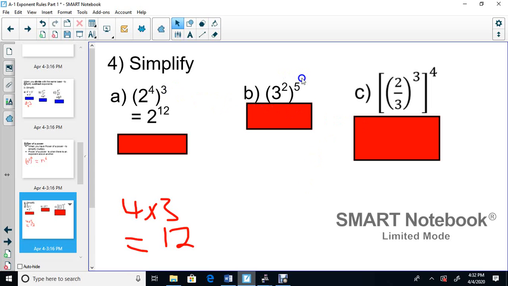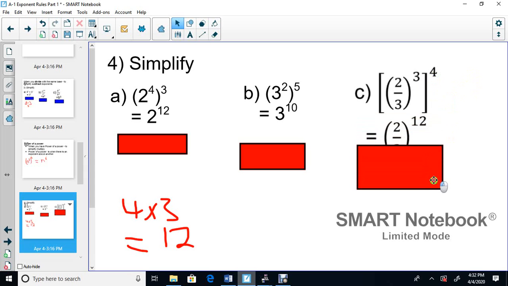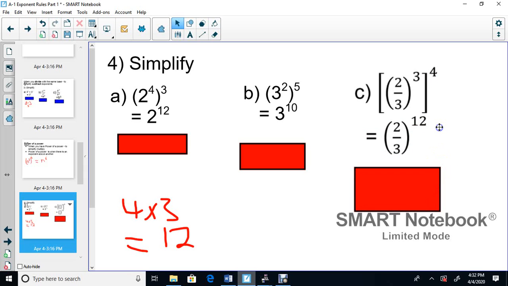Here, 2 times 5 is 10. So you leave the 3, and then you've got 3 to the power of 10. Okay, you do not evaluate these, so you do not determine what that answer is. It says just to simplify. It does not say to evaluate. So here, 2/3 to the power of 3 to the power of 4. So you do 3 times 4. 3 times 4 is 12. So you've got 2/3 to the power of 12.